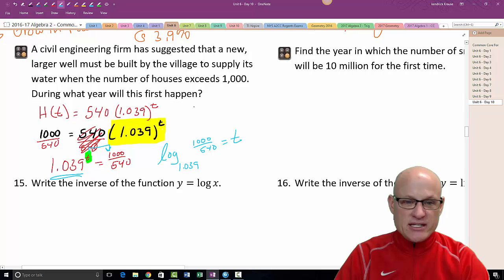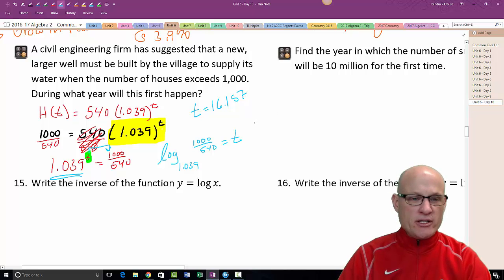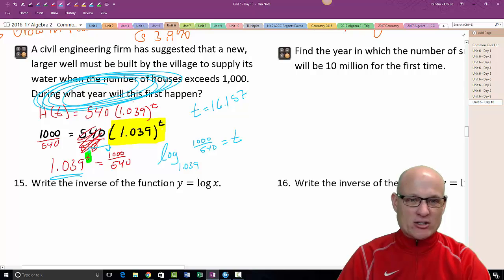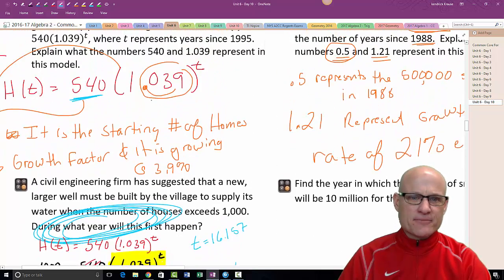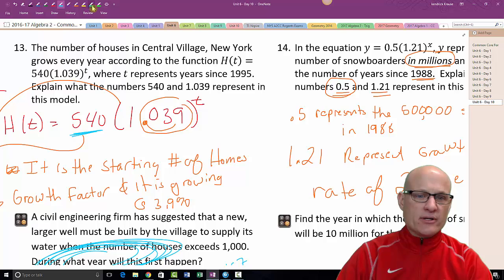16.157. So t is equal to 16.157. Where did it say to round to? During what year will this happen? Oh, wait a second. They want a year. Huh? Wait a second. Oh, wait, here we go.